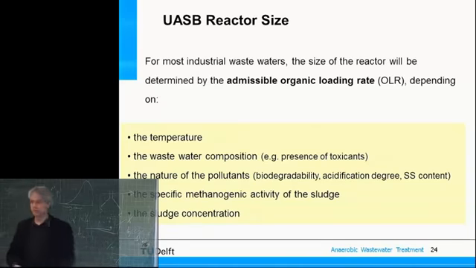Then the nature of the pollutants, the biodegradability of the pollutants. If we feed it with easily biodegradable substrate, then it is converted in a little amount of time. The presence of difficult degradable compounds, so very low biodegradability or slowly biodegradable compounds, requires more time and will also determine the volume. Then what I mentioned, specific methanogenic activity, and of course the sludge concentration.